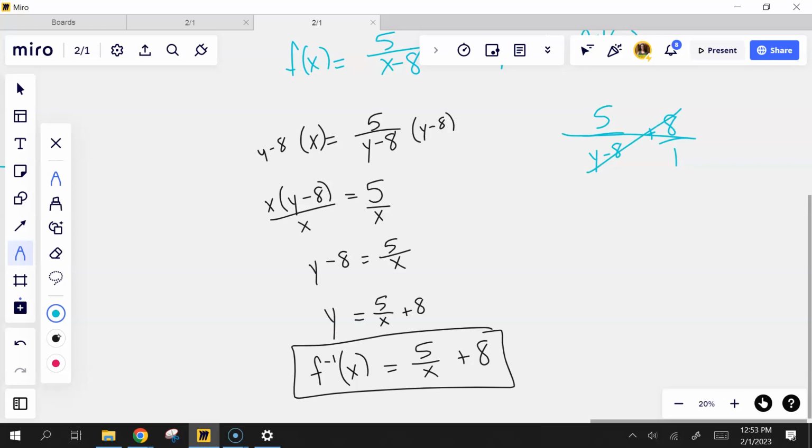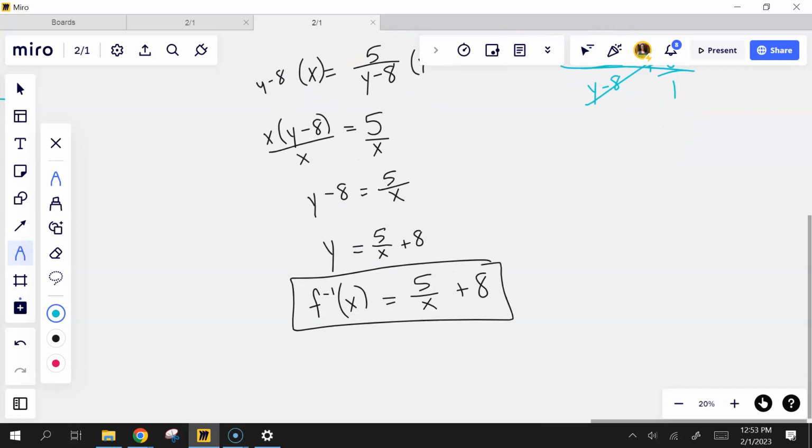Okay. Now, I'm not done, because I need to state any restrictions that might occur in my domain. This time I don't have to worry about the initial one, you're right, actually, because an inverse is its own function. It's not building one function from another, so you don't have to worry about a combined domain. All I have to do is look at the domain of just this one. So as I look at this, I know that x can't be 0. So how do I write that?